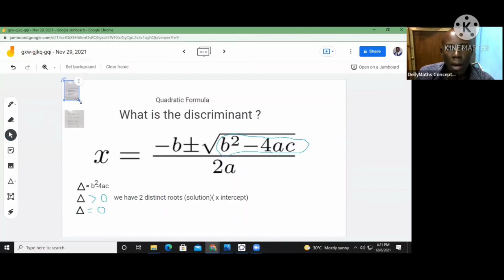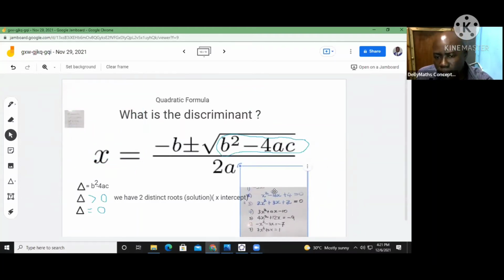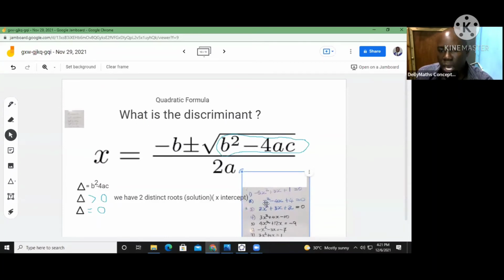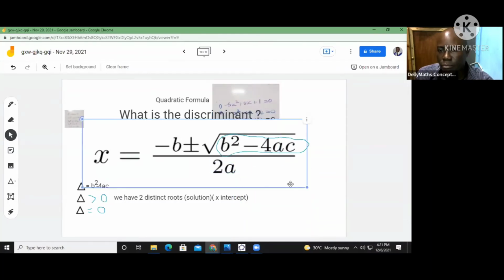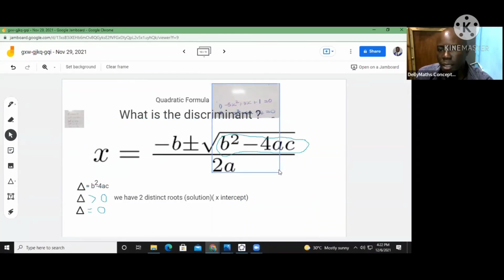And I think I provided another one. Let me see which one of these would have given me that. Oh, okay. I think this one will do it. X squared minus 4x plus 4. Let me just put that over there. All right, so x squared minus 4x plus 4.